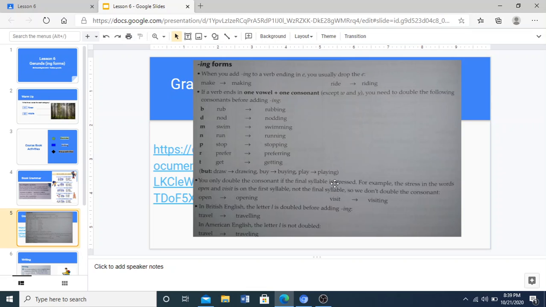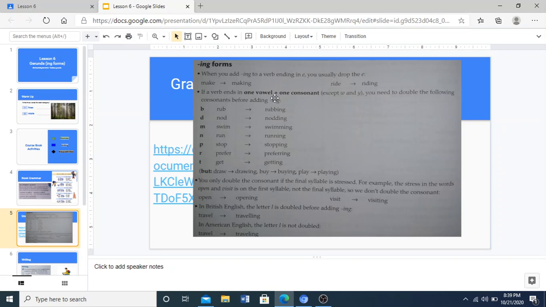Okay, now using the spelling rules we've just learned, let's do some exercises. When you add -ing to a verb ending in e, you usually drop the e, just what we've just looked at. Make becomes making, ride becomes riding. In each case, eliminating the e at the end.